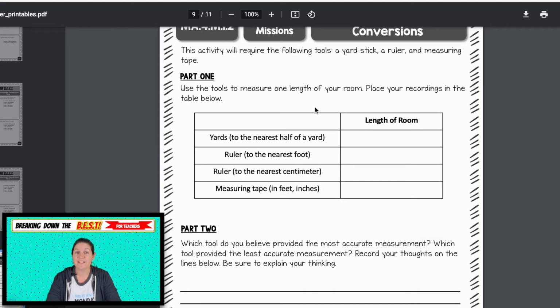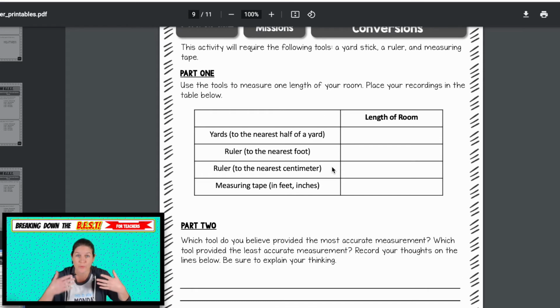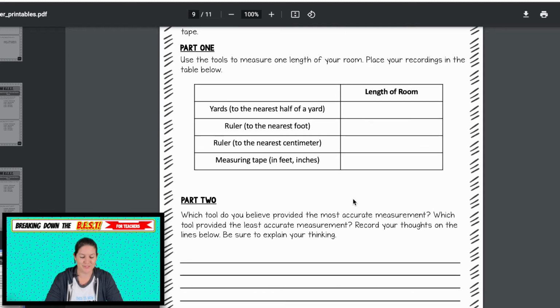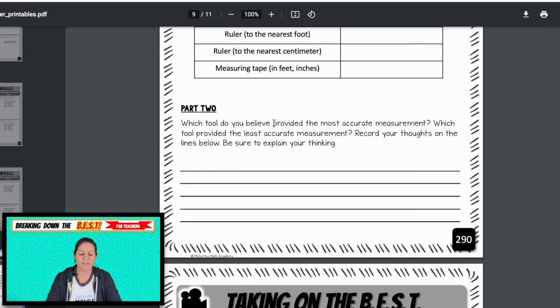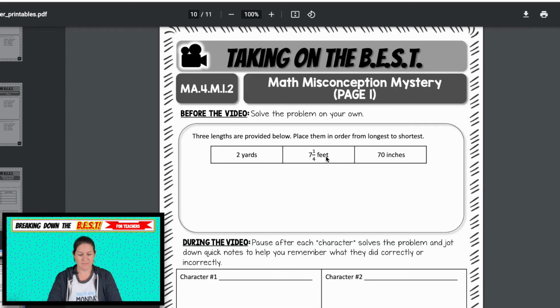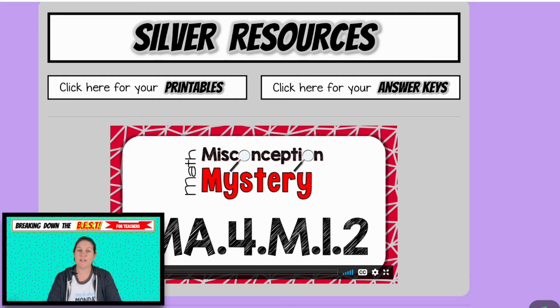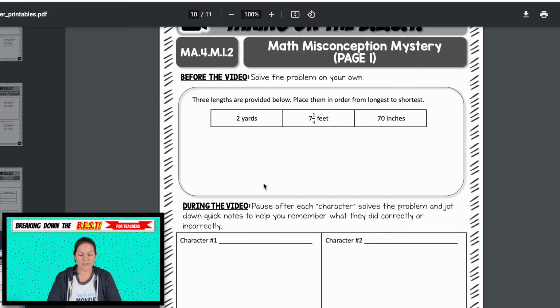And so just be prepared to have these tools ready to go before you throw your students into this math mission, okay? I like this second part. It says, which tool do you believe provided the most accurate measurement? Remember that this was the purpose of the standard, was for students to develop that sense. And then finally, we have the other video lesson, the math misconception mystery video. All you got to do is click play, and I will guide your students through the rest.